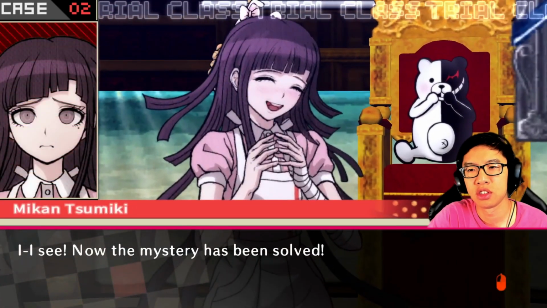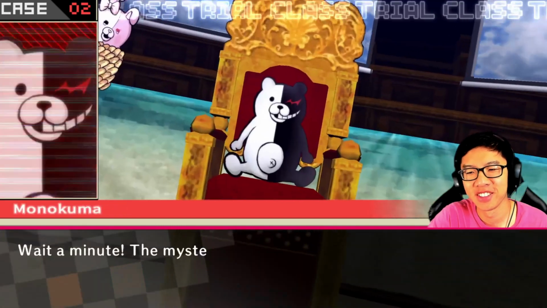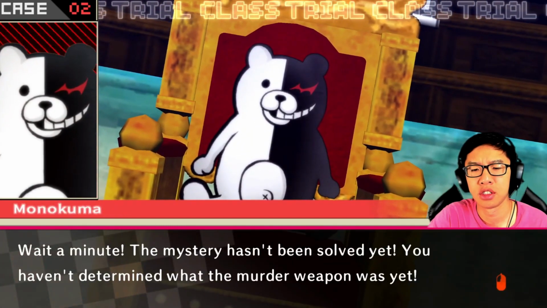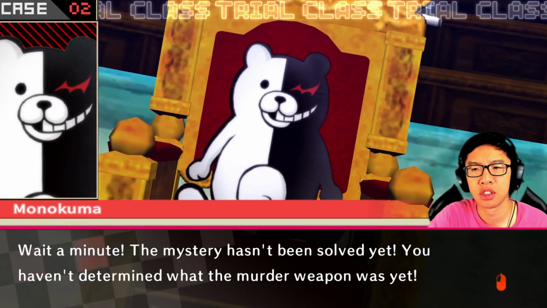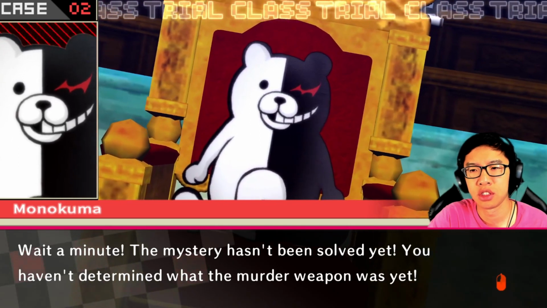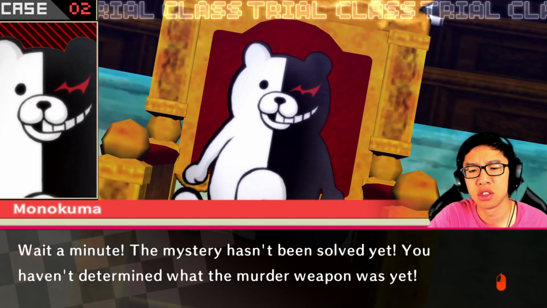Now the mystery has been solved. Wait a minute! The mystery hasn't been solved yet! You haven't determined what the murder weapon was yet! The bat.